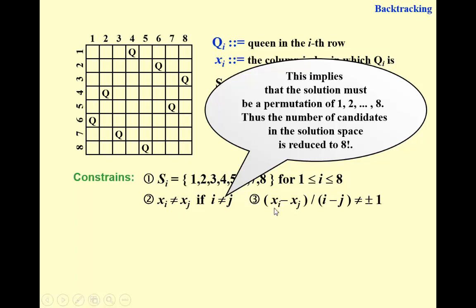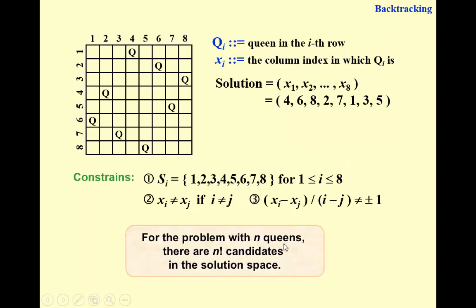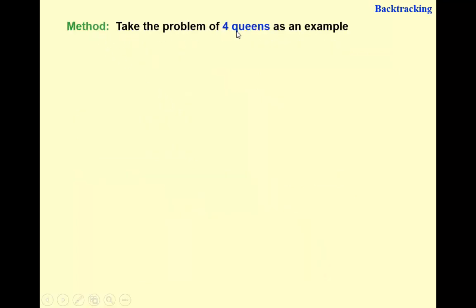And also, they must not be placed in diagonal or anti-diagonal, which means this condition must be satisfied. So for the problem with n queens, there are n factorial candidates in the solution space, which means if we do exhaustive search to try out all the possibilities, this is the total number of possible candidates we must check. Now let's go through a 4-queen problem manually to see what backtracking does. We only study 4 queens because I don't have a very large screen for the 8 queens.